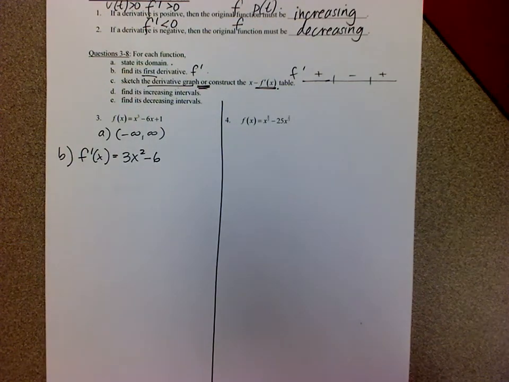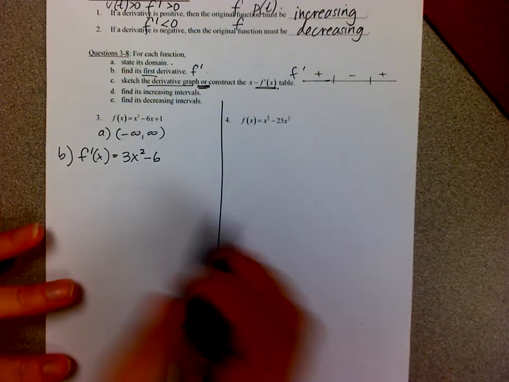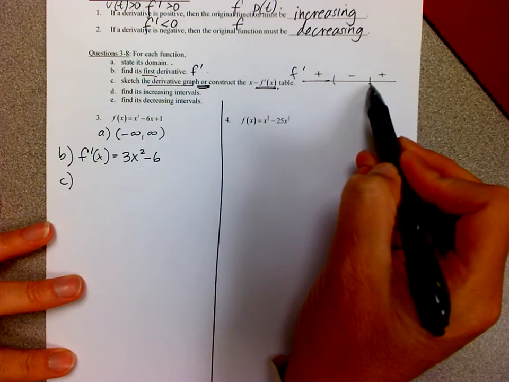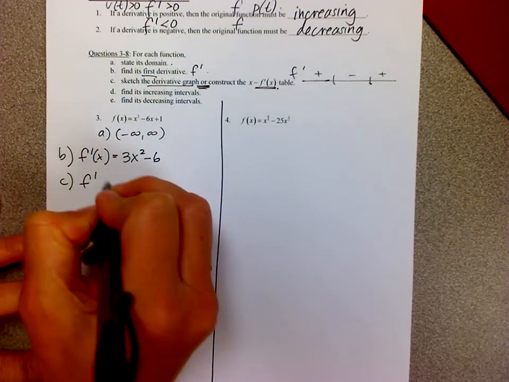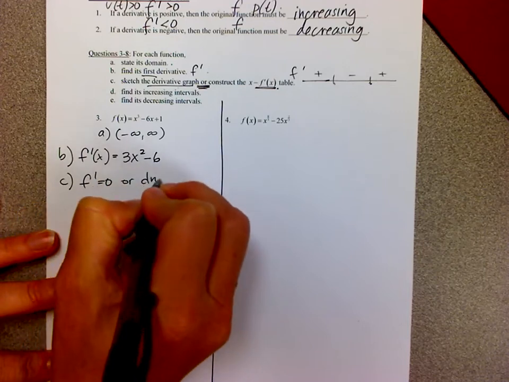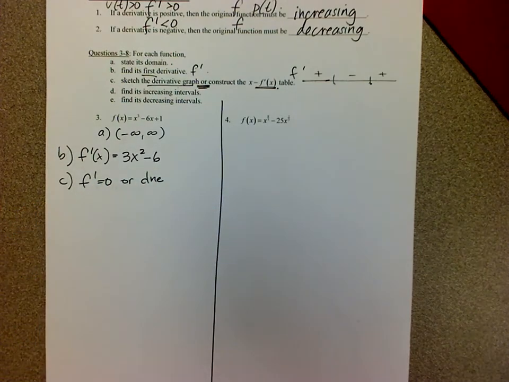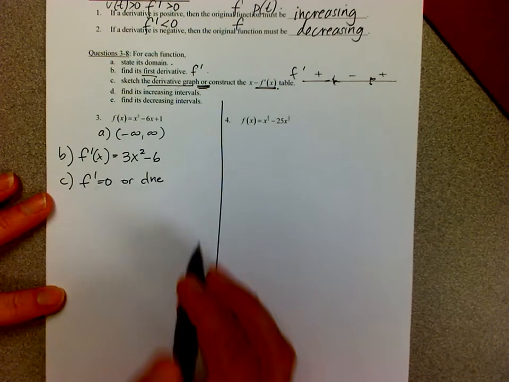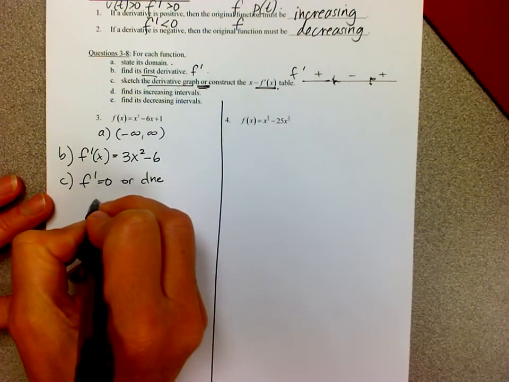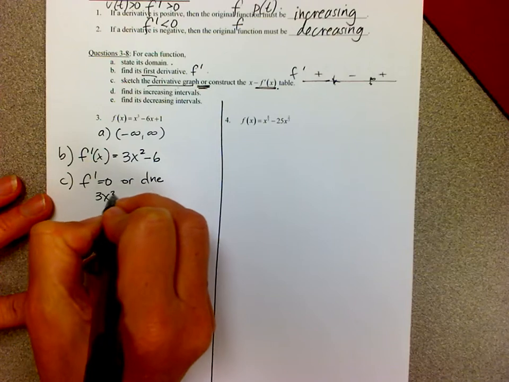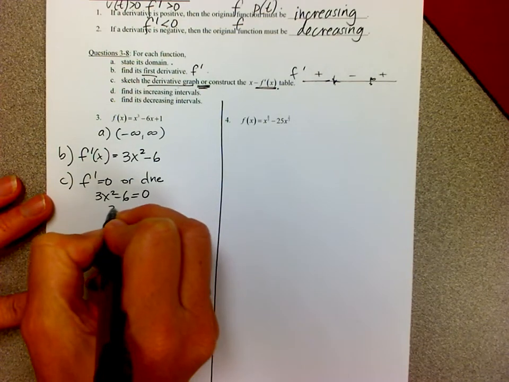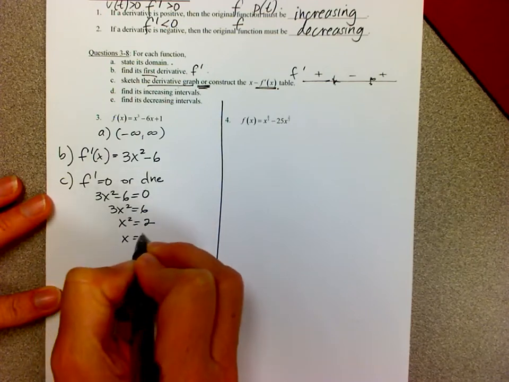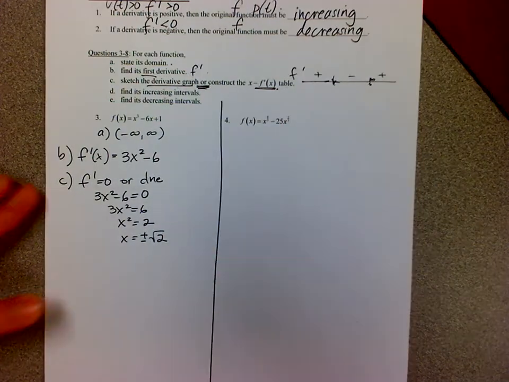Okay, we're going to find that first derivative, and then it says sketch the derivative graph. I feel like there's a step missing here. To sketch the graph, what we kind of need to do is figure out where the first derivative equals 0 or does not exist. Let's find some critical points on this graph and identify them as such. So we're going to set f prime equal to 0 or does not exist, and then we're going to say, well, that gives me 3x squared minus 6 equals 0. So 3x squared is 6, x squared is 2, so x is plus or minus the square root of 2.